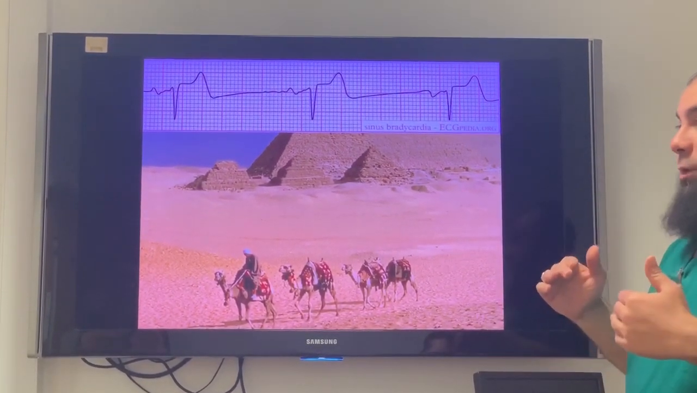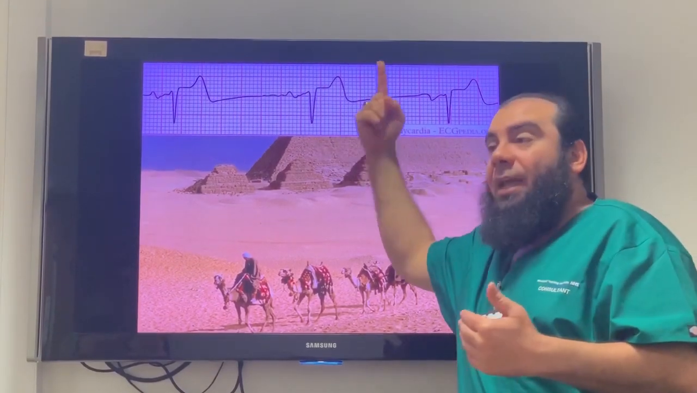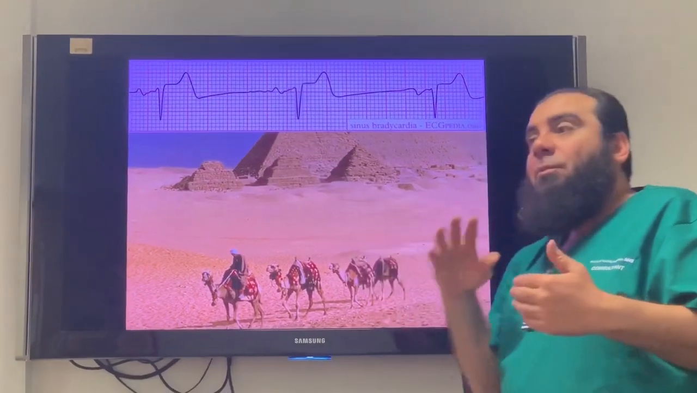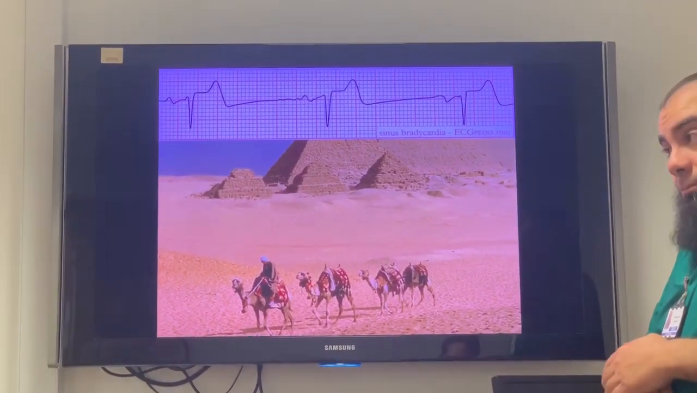Can you calculate more accurate? Yes. We just, again, 1500 divided by all the small squares. Then you can get a more accurate reading about the rate. Okay?